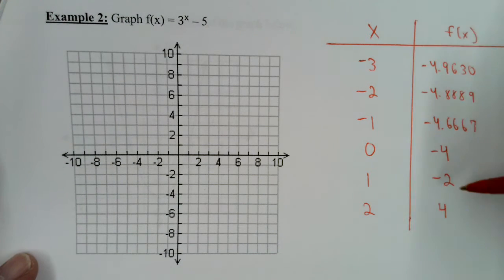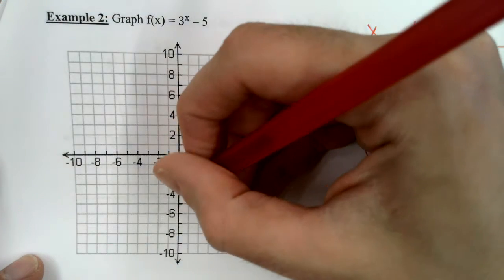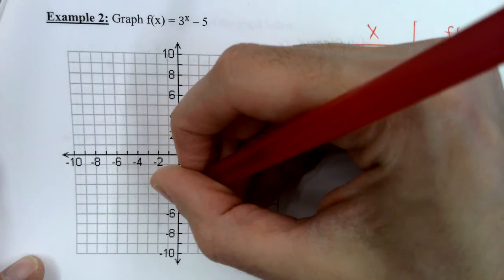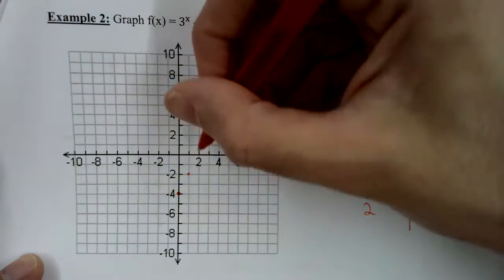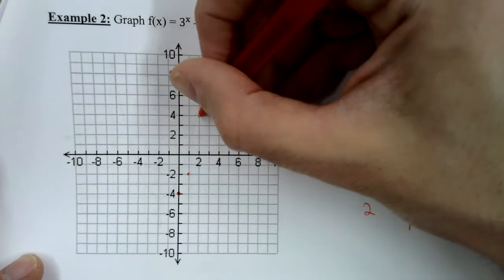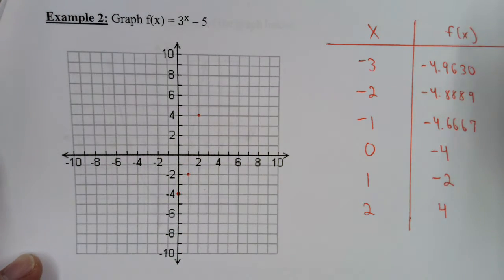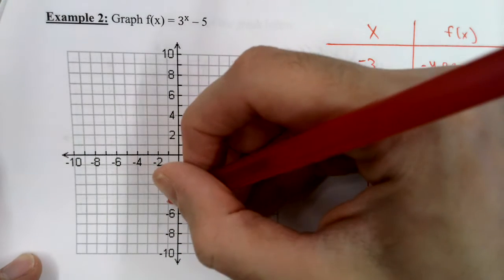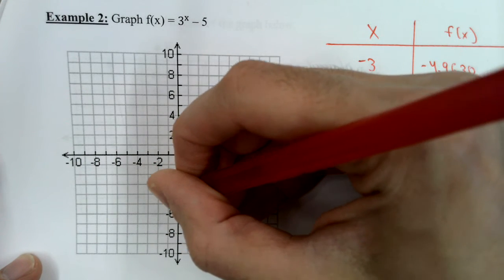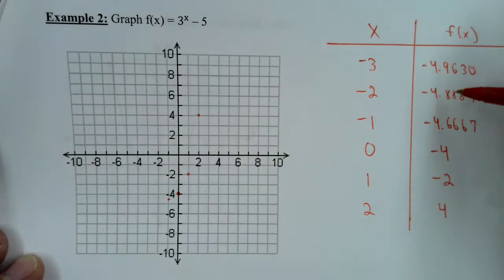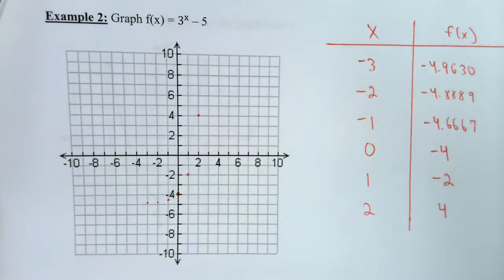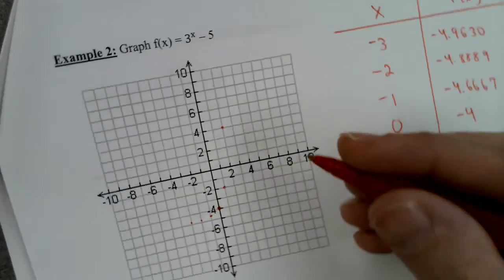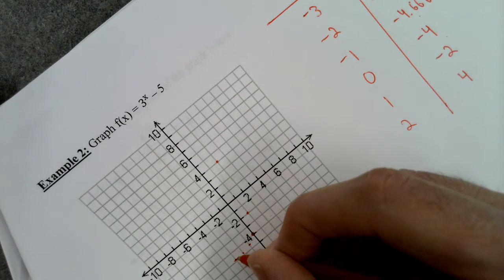And now I'm going to graph this. So 0, negative 4; 1, negative 2; we have 2, 4; and estimate these. Negative 1, negative 4.67; negative 2, negative 4.89. That's my next one. So draw your graph.